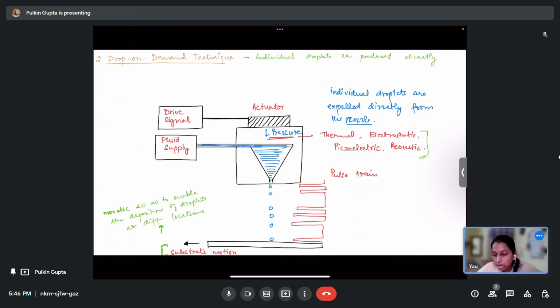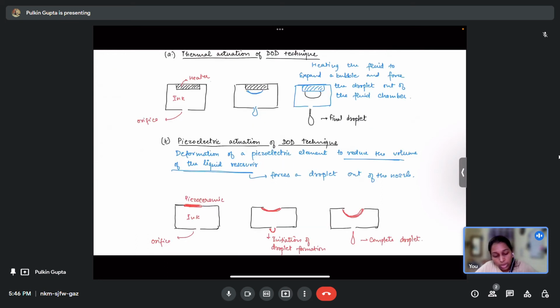So first is thermal actuation. Here, this is your ink tank, this is your orifice, and this is your heater. So when the fluid is heated, there is a formation of a bubble. Now, as it is heated and heated, this bubble expands, so it creates pressure within this tank. Now this pressure forces some of the liquid to move out in the form of discrete droplets out of this chamber.